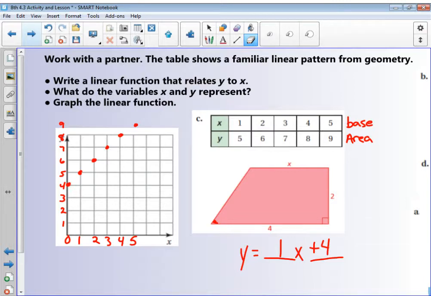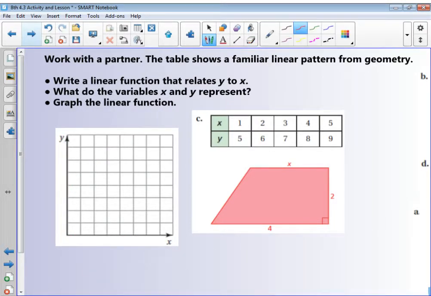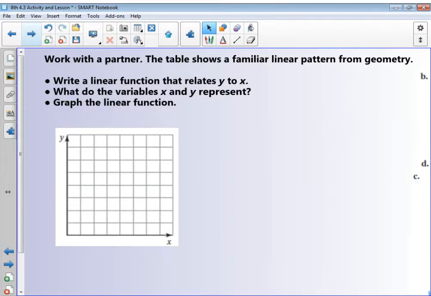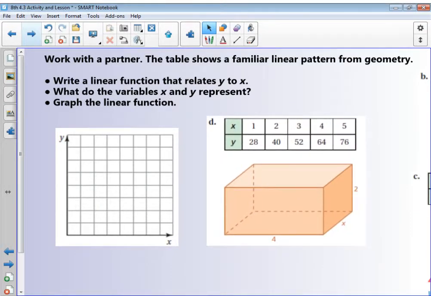Okay, so let's go ahead and do another one here. Last one, once again, kind of a complex one, so we'll do it together. And you should be doing all of these in your book. Okay, so here it looks like we have a rectangular prism. So we're either going to be doing surface area or we're going to be doing volume for our y. Those are the two things that you figure when you have a three-dimensional figure.